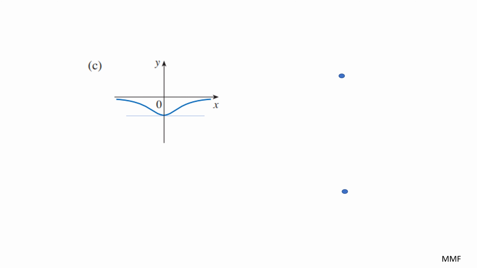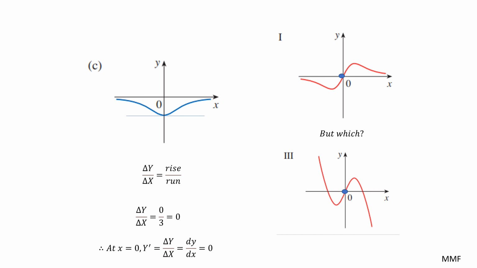The next one I look at is C. Why do I look at C? Because I see that the slope is 0 at x equals 0, because the tangent line here is 0. If you need a little bit more explanation on this, go to the last video. But if I do the rise over run, I can go any length along the x-axis, and because there's no change in the y, the value of the derivative is always going to be 0. So we basically know that at x equals 0, y prime is going to be 0.